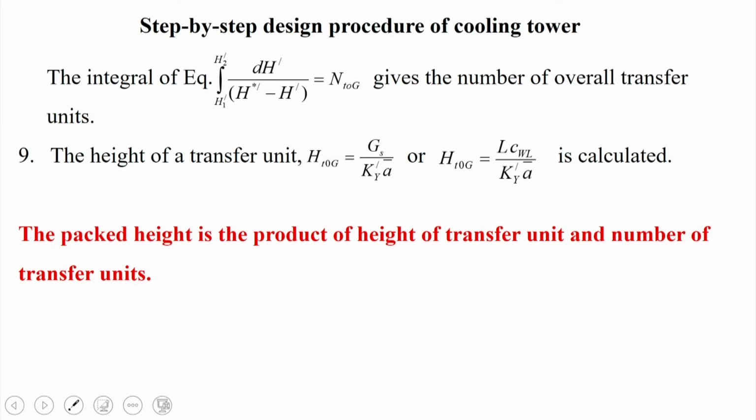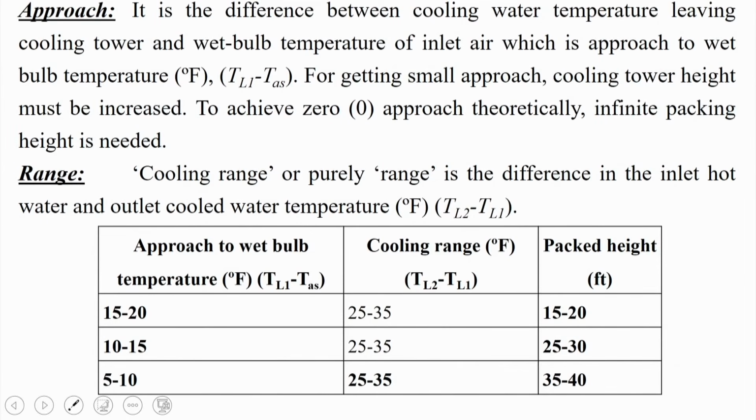We also need to know two important terms, approach and range. The approach is the difference between the cooling water temperature leaving the cooling tower and the wet bulb temperature of the inlet air, in degrees Fahrenheit. That is nothing but TL1 minus TAS. So, for getting a small approach, the cooling tower height must be increased. To achieve zero approach, theoretically an infinite packing height is required.